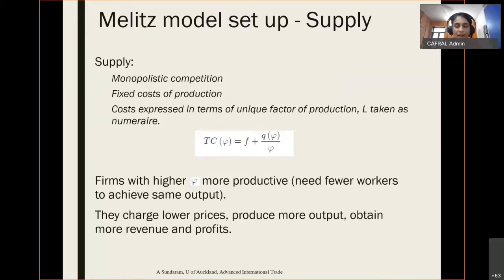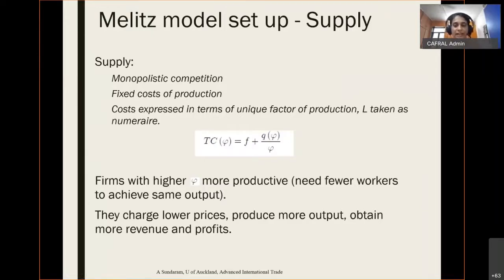Okay. Now, why is this 1 over phi? Because remember that the marginal cost and productivity are sort of inverses of each other. So if you're more productive, then your marginal cost is going to be lower. It's 1 over phi. So firms with higher phi are more productive, and so they need fewer workers to achieve the same level of output. So this phi is important in Melitz because this is where the heterogeneity is going to come in. Different firms will have different phis.